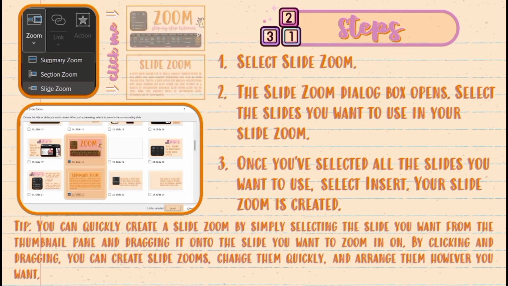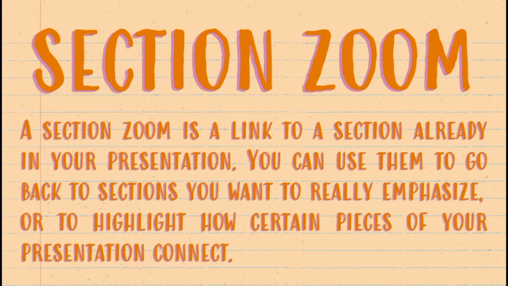Tip: you can quickly create a slide zoom by simply selecting the slide you want from the thumbnail pane and dragging it onto the slide you want to zoom in on. By clicking and dragging, you can create slide zooms, change them quickly, and arrange them however you want. And now, let's go to our section zoom.